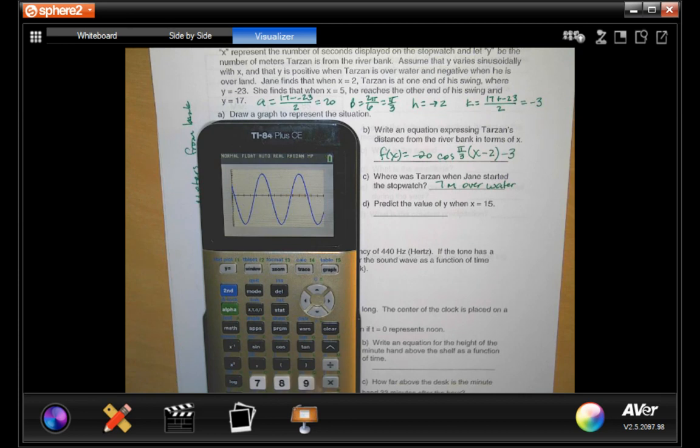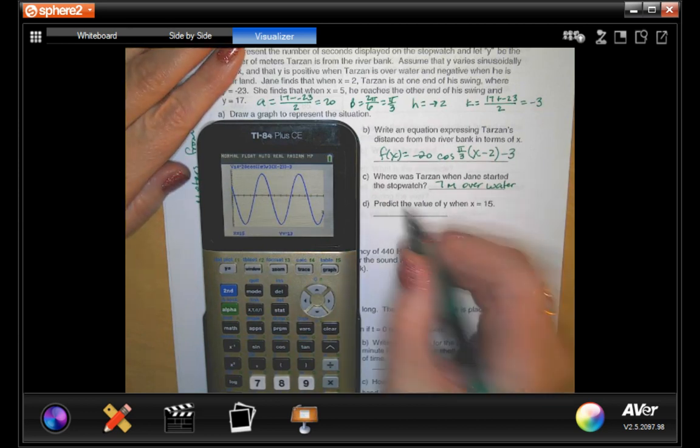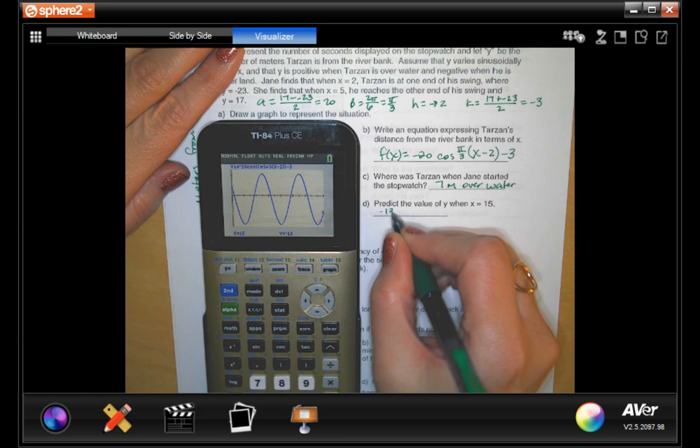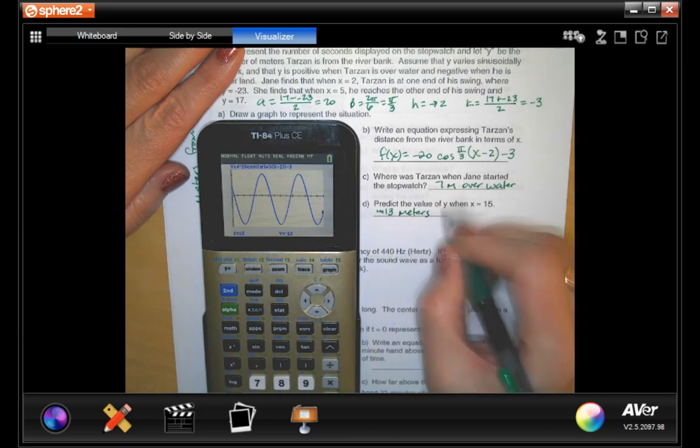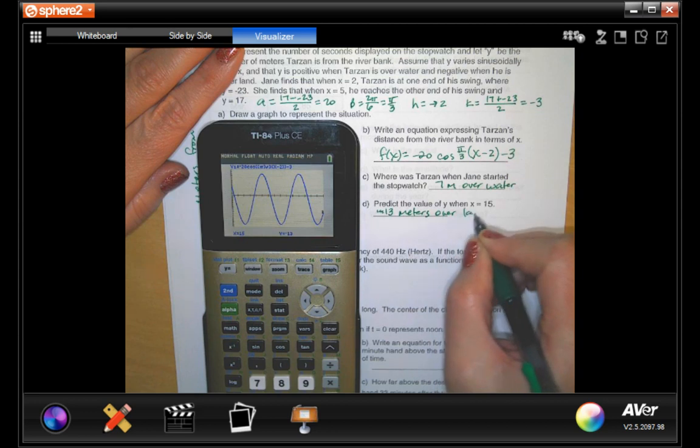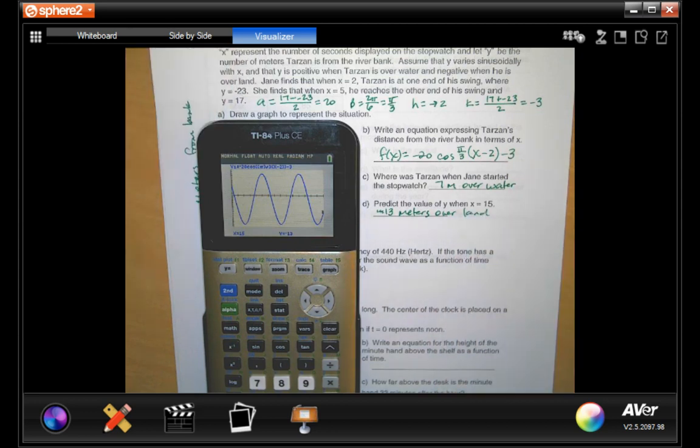Okay, so now once we graph, we can press trace again, type in 15, and we get a negative 13. What does that mean? He's 13 meters over. 13 meters. I don't want negative. So 13 meters over land, right? Because a negative meant that he was over land.